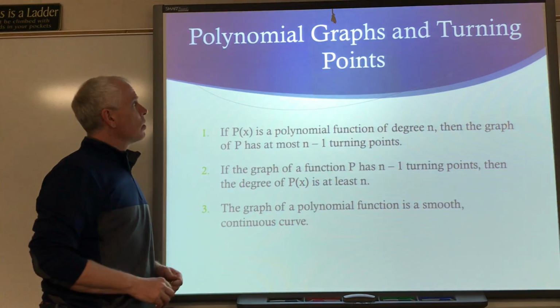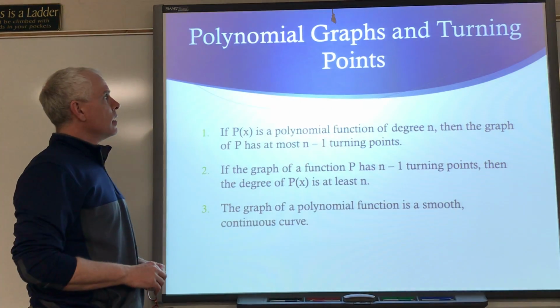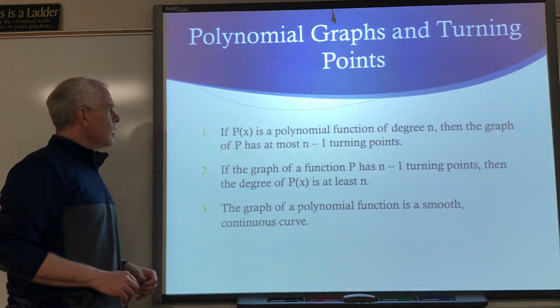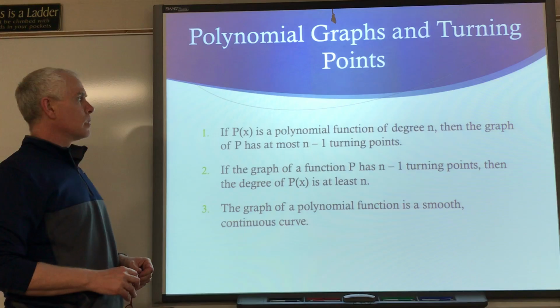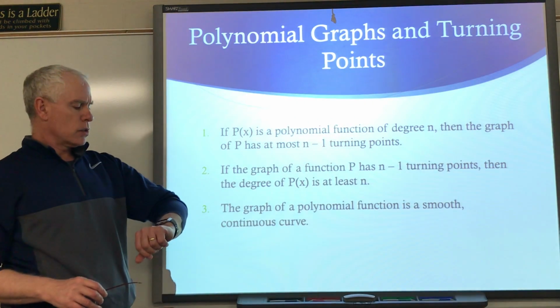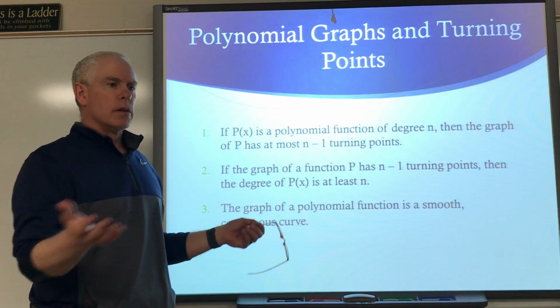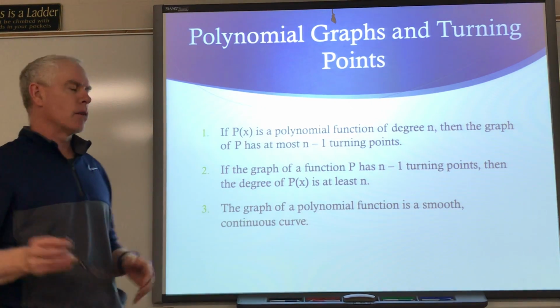So polynomial graphs and turning points. We're going to be graphing different polynomial functions today. A couple of things that you have to be aware of when you're graphing these. It says that p of x is a polynomial function of degree n, and the graph has at most n minus 1 turning points. So if it's a fifth degree polynomial, it has at most 4 turning points. That's what it's getting to. So it'll help you try to determine what graph is what.